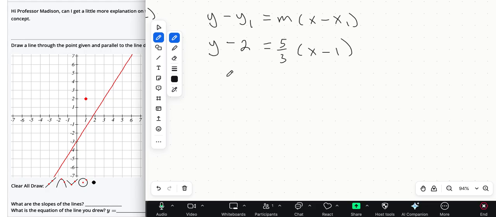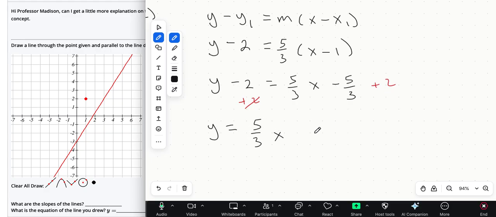And I'll go ahead and distribute that 5/3 through, and I get 5/3 x minus 5/3, and then we'll add 2 to both sides to get the y by itself. So I have y equals 5/3 x, and then it's minus 5/3 plus 2, which is the same thing as 2 minus 5/3, which we just figured out is 6/3 minus 5/3, and there's that exact same plus 1/3 that we got doing it the other way. So both methods get you to the same spot, just a couple of different roads to the same place. Hopefully that helped.